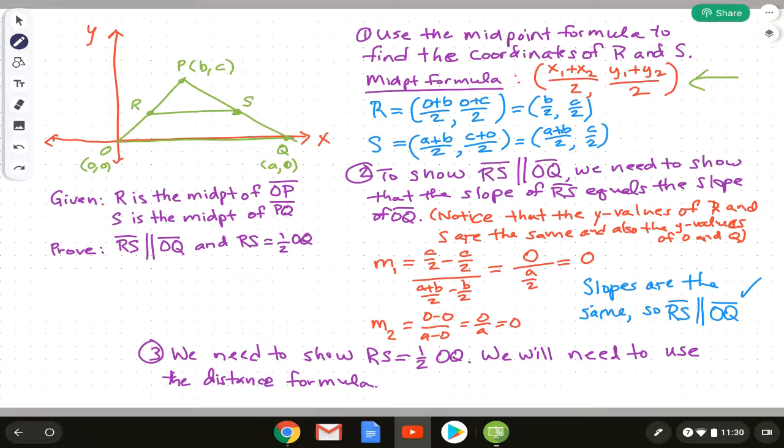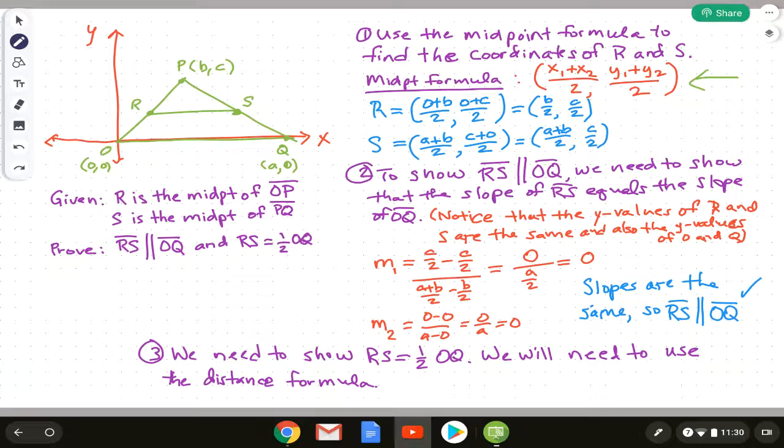So for R, I'm looking at the points O and P when I'm doing the x and y coordinates. For O, the x coordinate is 0. For P, the x coordinate is B. So I'm just adding those, 0 plus B divided by 2. And then I add their y values, 0 plus C divided by 2. So what I get is B over 2 and C over 2. Those are the coordinates of R.